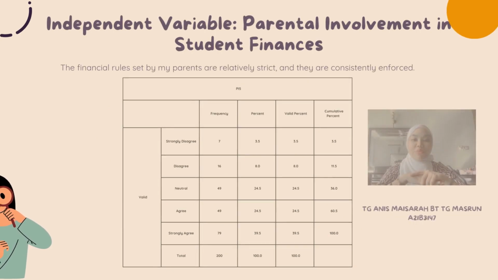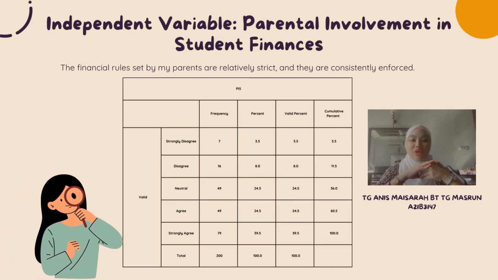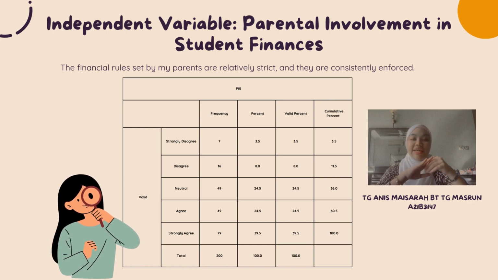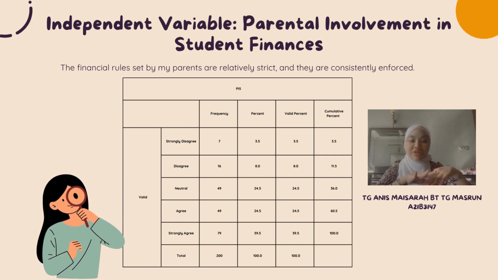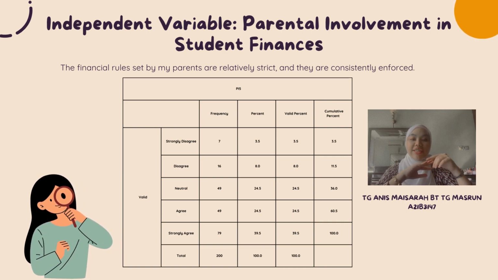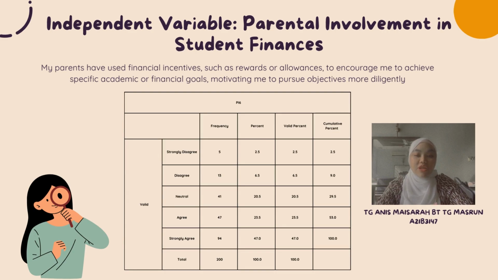Continue to PI5. A notable 39.5% of respondents strongly agree with the statement, representing the highest percentage, followed by 24.5% each for both agreeing and selecting a neutral stance. Meanwhile, 8% disagree and 3.5% strongly disagree, contributing to a cumulative percentage of 60.5% and 11.5% respectively. After PI6, the data reveals a diverse set of responses across 5 categories. A substantial 47% of respondents strongly agree with the statement, constituting the largest percentage. 23.5% agree. A cumulative 20.5% took a neutral stance, and a smaller percentage disagree with 6.5%, and 2.5% strongly disagree.